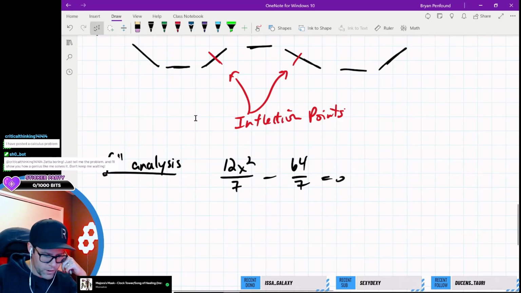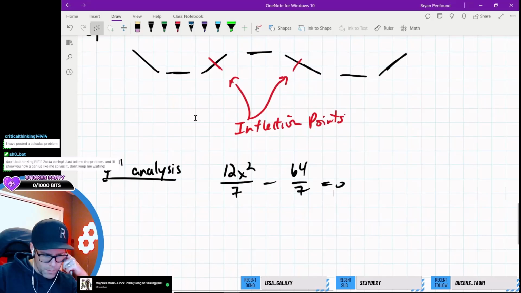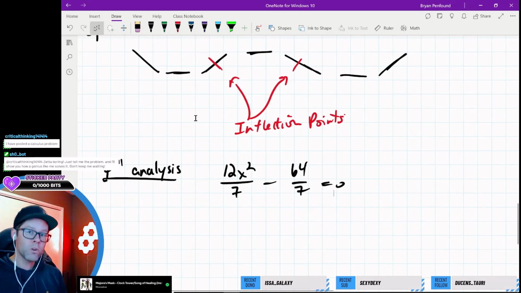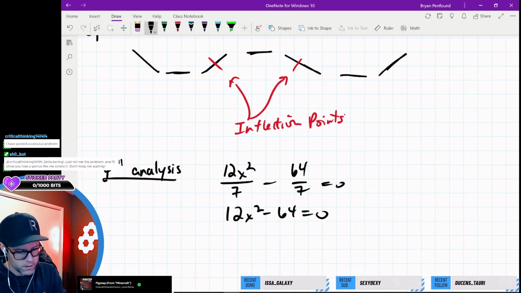I think that's our second derivative. It's minus 64, right? Minus 64 over 7. So let's grab our second derivative. Let's set that equal to 0. Let's go ahead and try to solve for x. So we have 12x squared minus 64 is equal to 0.